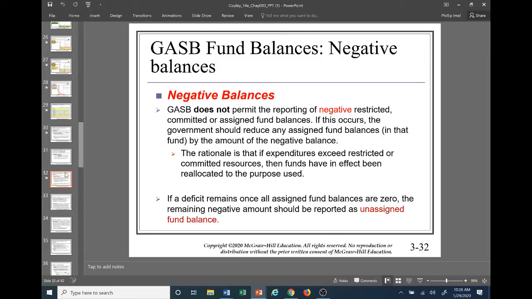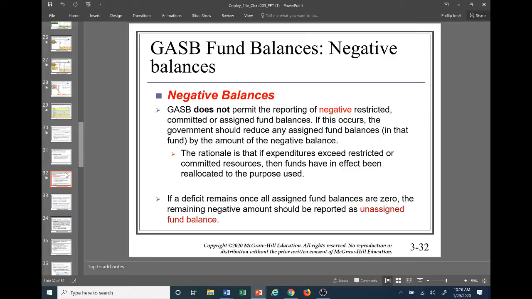If this occurs, the government should reduce any assigned fund balances in that fund. Remember how I said they have a positive amount in that fund? They should reduce it by the amount of the negative balances in those other ones that are still negative. And the rationale is obviously if the expenditures exceeded the restricted or committed resources, then those funds have in effect been moved for whatever purpose we wanted instead of what they were originally earmarked for. Makes sense?